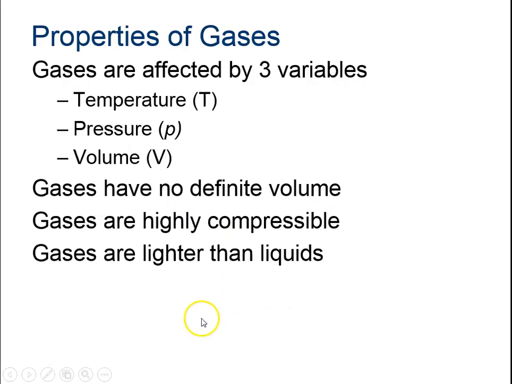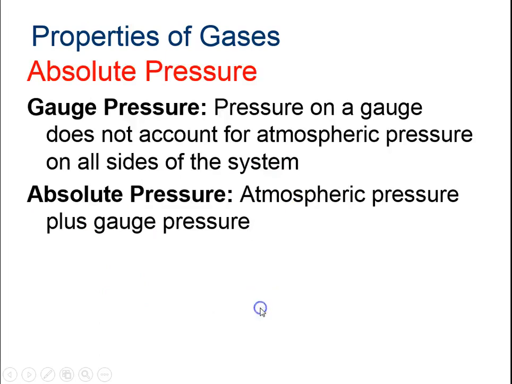The 3 important properties when we're talking about gases are temperature, pressure, and volume. And you probably have already learned some of this in chemistry and in physics. Gases have no definite volume. They take the volume of whatever container they're in. We can compress them a lot, and they're very light.